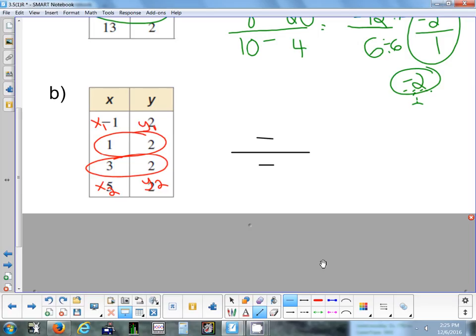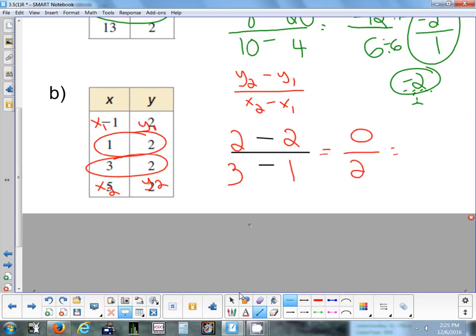All right, so it's y2 minus y1 over x2 minus x1. My y2 is 2 minus my y1, which is 2. On the bottom, my x2 is 3, and my x1 is 1. 2 minus 2, 0. 3 minus 1, 2. 0 divided by 2 is what? 0. My slope is 0.